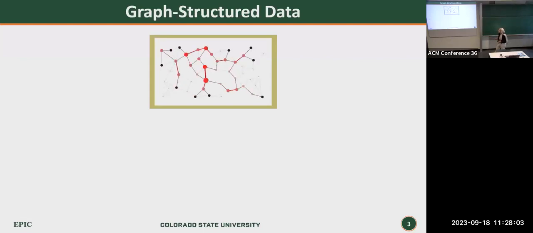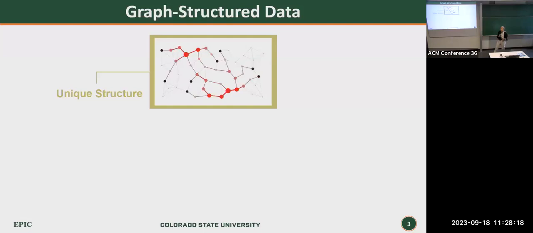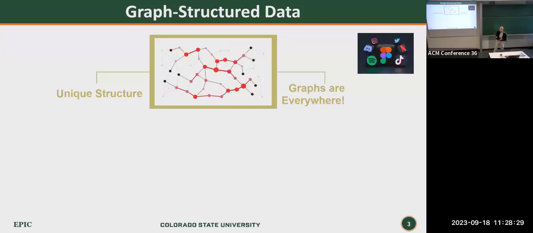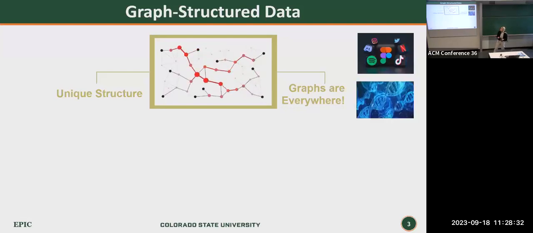First of all, what are graphs and why is dealing with graphs such a non-trivial challenge? This is mainly due to their very unique structure, which is very different from regular structured data, such as images, which restricts us from using traditional deep learning algorithms such as CNNs. And if we look around us, graphs are everywhere. We see them in social networks and recommendation systems, and in the bioinformatics area.